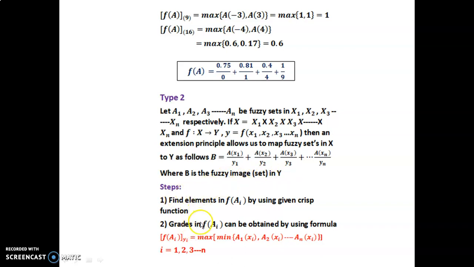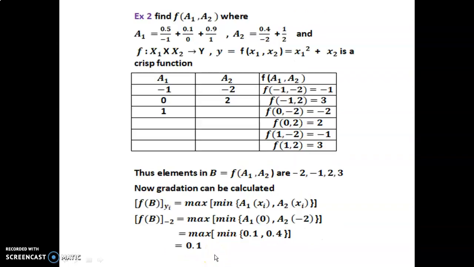Follow the following two steps. Step number 1: find elements in f of Ai by using the given crisp function. That is, the denominator can be obtained by using the crisp function, which gives the elements of the fuzzy set f of Ai. Now, grades in f of Ai can be obtained by using the formula f of Ai suffix y equal to max min of A1 xi, A2 xi and so on An xi. So this is the max-min formula. We obtain the grades for the elements where i equals 1, 2, 3 and so on n. We will see the example.